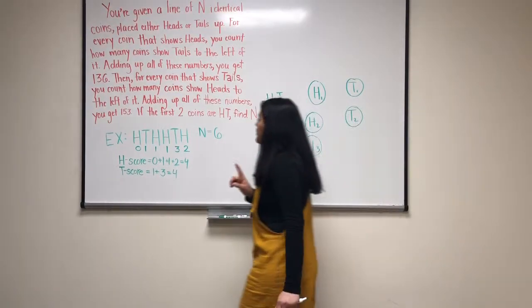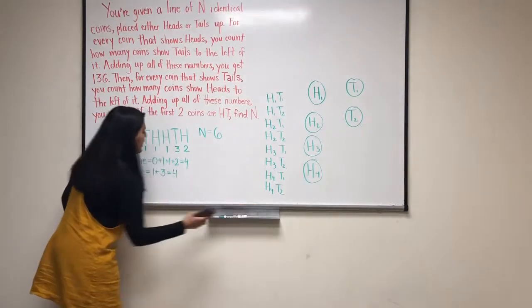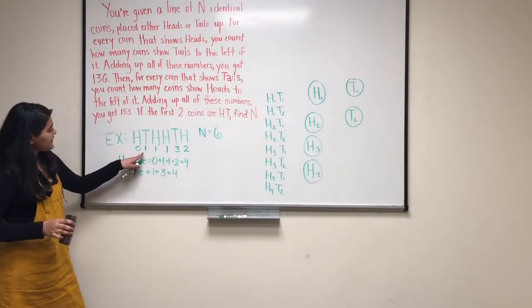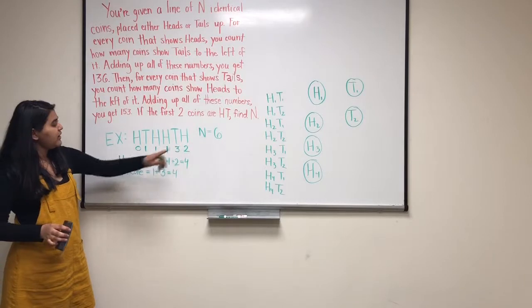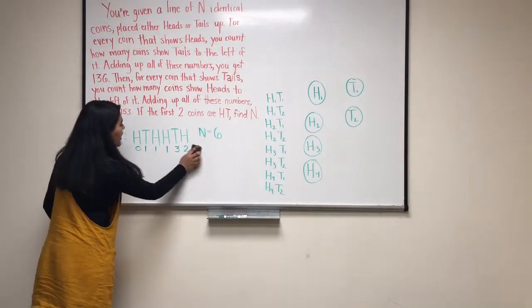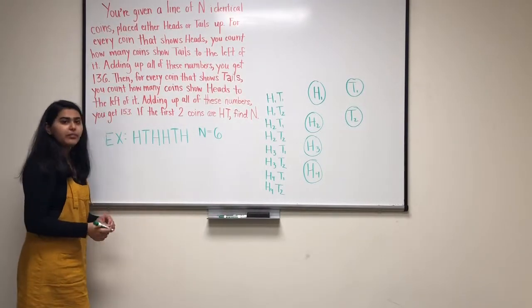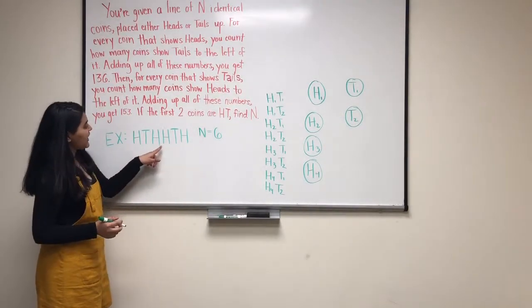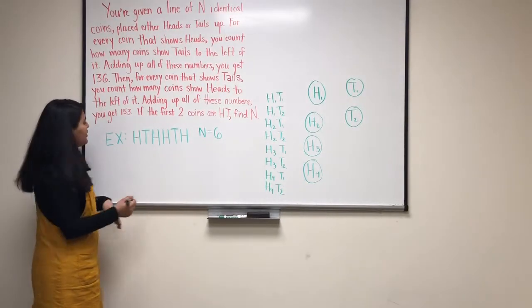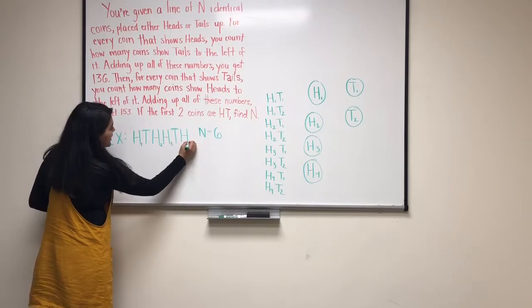Now, let's go back over here and let's see how I calculated the individual scores for every coin. So I'm going to erase this for now, and we're going to recalculate them. But before we recalculate them, I'm going to assign each heads here a number. So H1, H2, H3, H4.